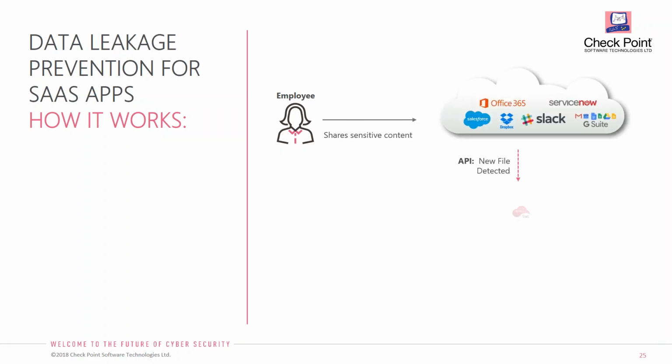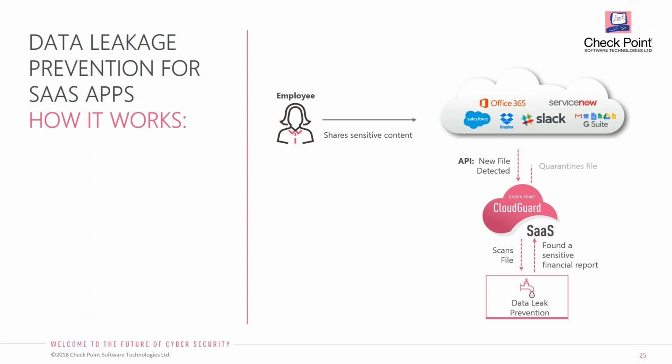So if someone shares data, we will see this using an API. The software will do a scan. If we do find that the content was sensitive, we can message or alert back using an API to that cloud provider, maybe to quarantine, to unshare, or to alert the person involved.